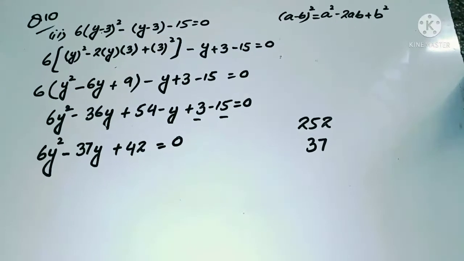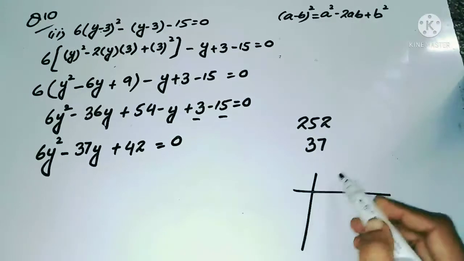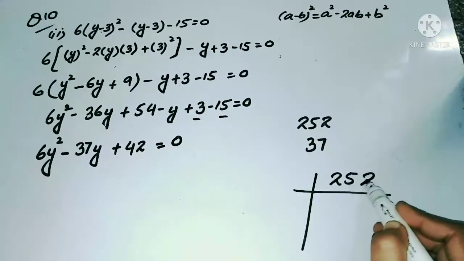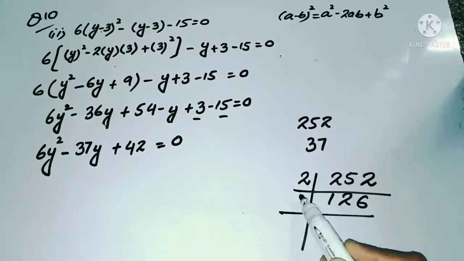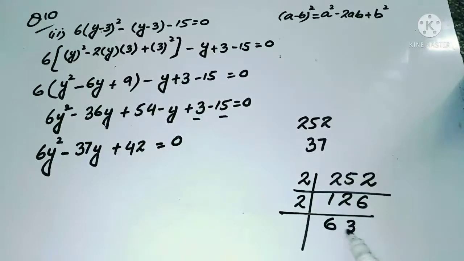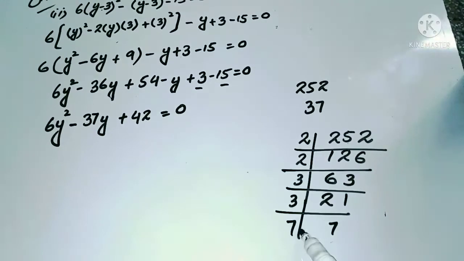Okay, so you know that whenever the bigger number is given, you can take the LCM to find out the factors. So here I'm going to take the LCM. 2 1s are 2, 2 2s are 4, 2 6s are 12, 2 6s are 12, 2 3s are 6, and 3 2s are 6, 3 1s are 3, 3 7s are 21, and 7 1s are 7.